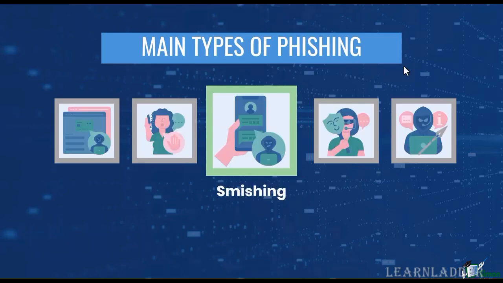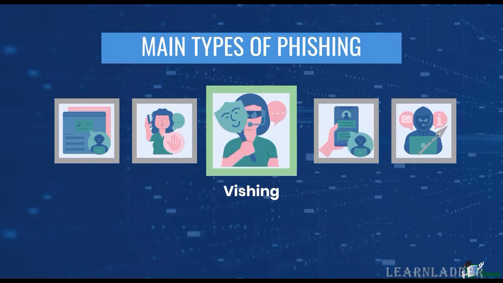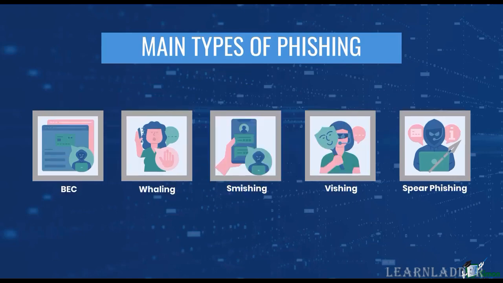Smishing and vishing are phishing attacks that occur over media other than email, and we'll dive into smishing later on in this course. But essentially, smishing is phishing over SMS text messages. Vishing stands for voice phishing, and it's phishing over the phone. These are some of the main types of phishing and an introduction to phishing. In later videos, we'll dive into this in more detail.